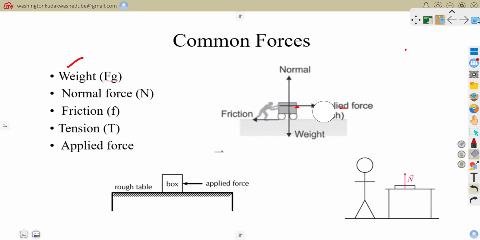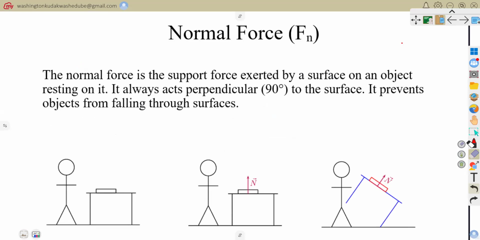It will depend on how that application is being done. So now let's look into individual types of forces. We have what we refer to as the normal force. We say that the normal force is the support force that is exerted by the surface on an object that is resting on it.